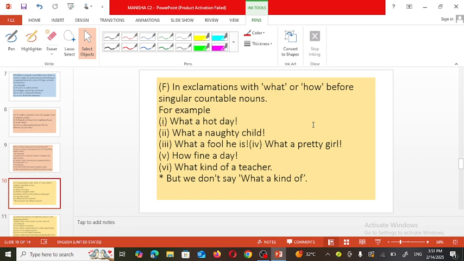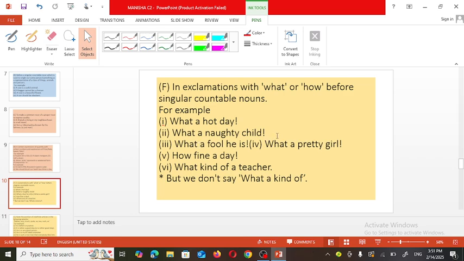And the last one is exclamatory. To express our ideas, views, expressions, we use these forms of sentences. For example, what a hot day. Here we don't ask a question. It means the day is very hot. Instead of that, he said, what a hot day.